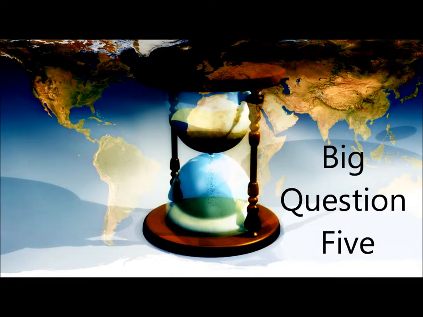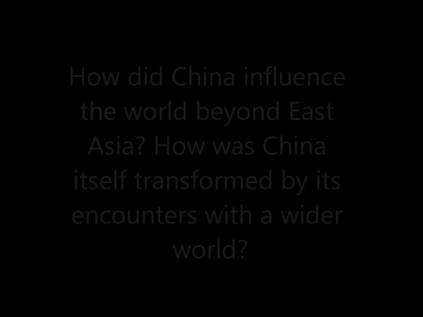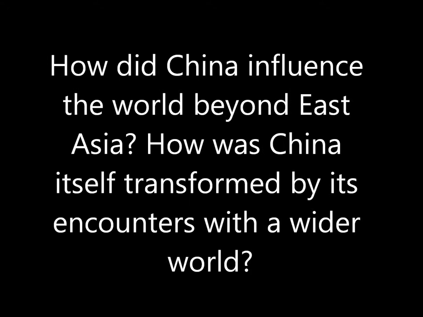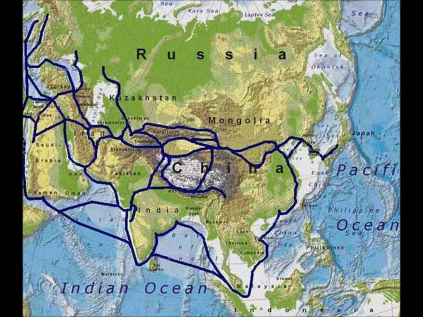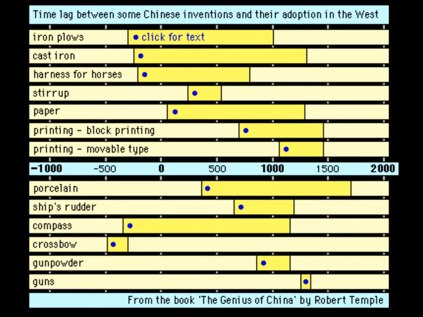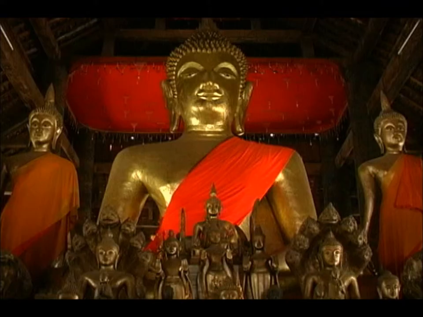Big question number five is, how did China influence the world beyond East Asia? And tagging on to that, how was China itself transformed by its encounters with a wider world? Well, Chinese products, especially silk, were key to the Afro-Eurasian trade network. Chinese technologies, including those related to shipbuilding, navigation, gunpowder, and printing, spread to other regions of Eurasia. Buddhism from South Asia had a profound impact on China.